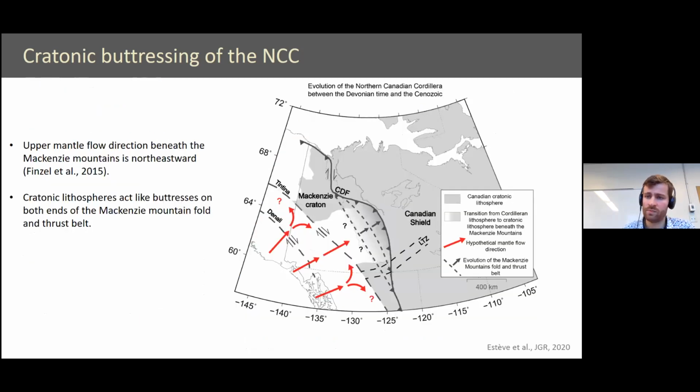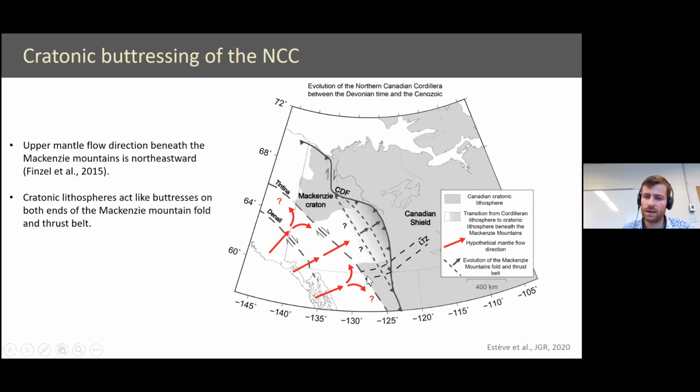And so we came up with this schematic model here, where in gray you have the extent of the Canadian cratonic lithosphere, and you see that it extends further west into the Cordillera with the Mackenzie Craton here, and further west also in northeastern British Columbia.